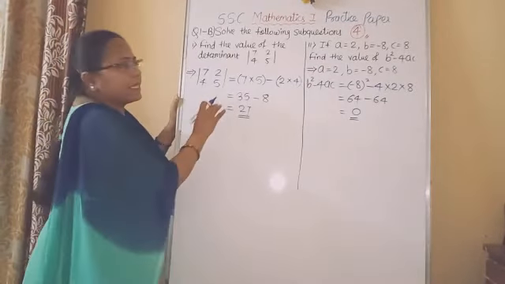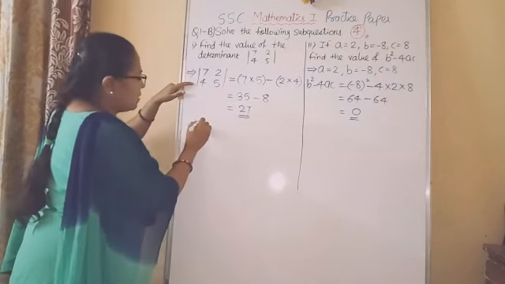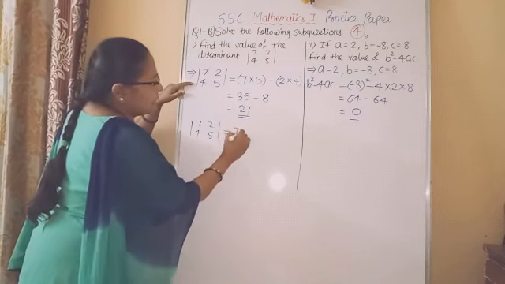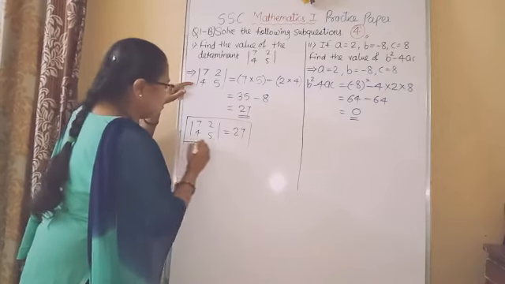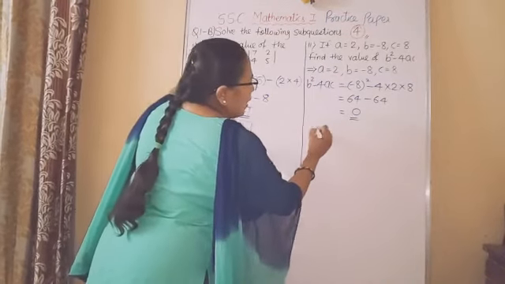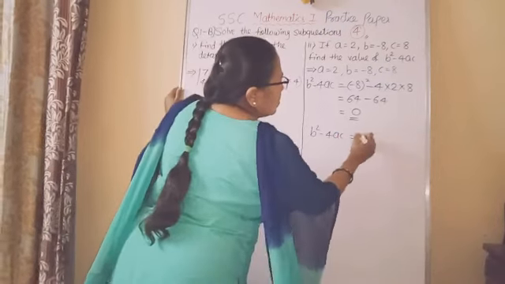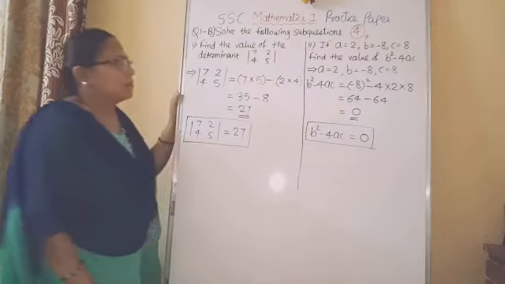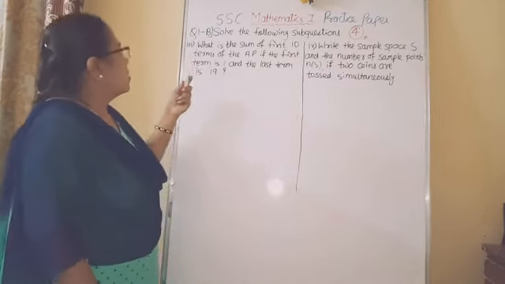Okay, after completing the solution, students always write the final answer. As here 7, 4, 2, 5, the value of this determinant is 27. Highlight this answer. Okay. Now here B square minus 4AC, the value of this expression is 0. Highlight the answer. Followed. Next question number 3.